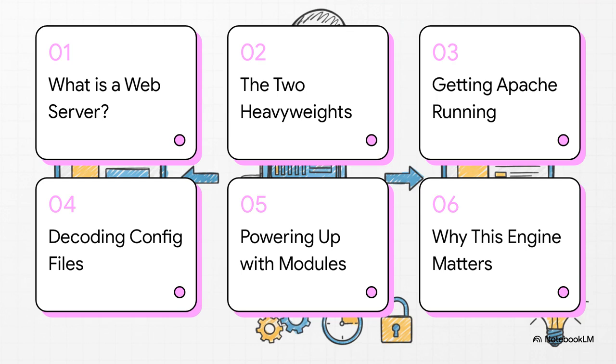All right, so here's our game plan for this journey. First, we're going to nail down what a web server actually is. Then, we'll look at the two heavyweights in the ring, Apache versus IIS. After that, we're going to pop the hood and see how to get one running and how to read its instruction manual. Then, we'll check out how to give it superpowers with modules. And finally, we'll wrap it all up and talk about why this hidden engine matters so much.